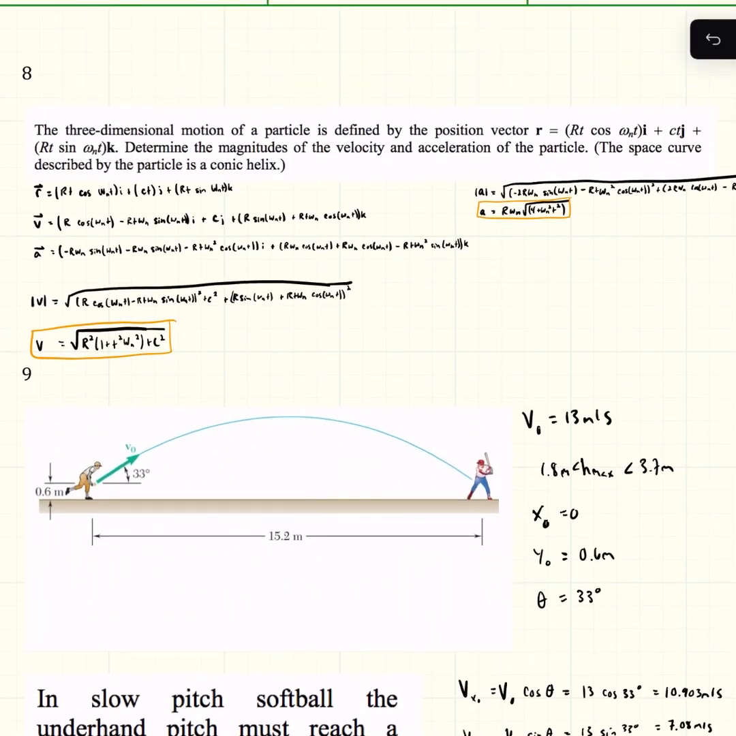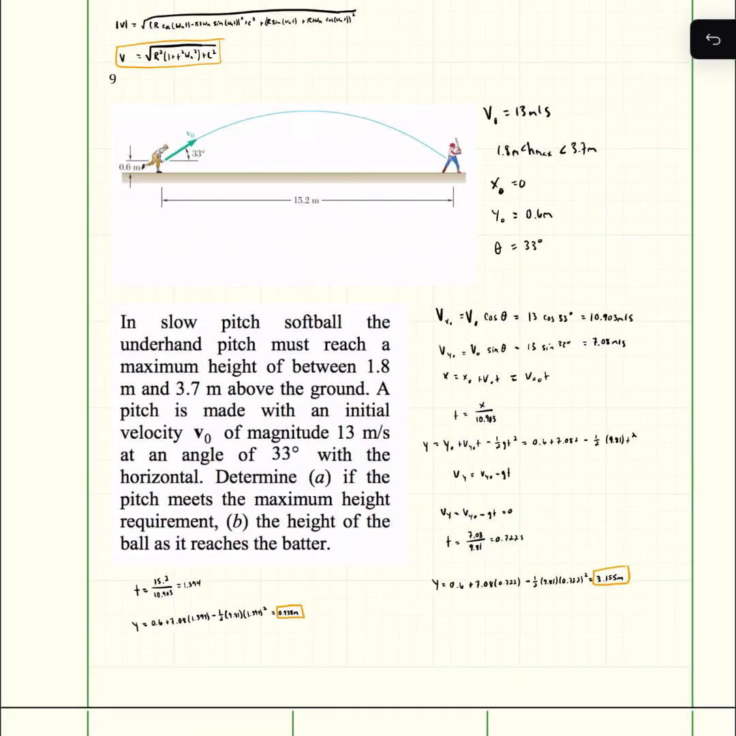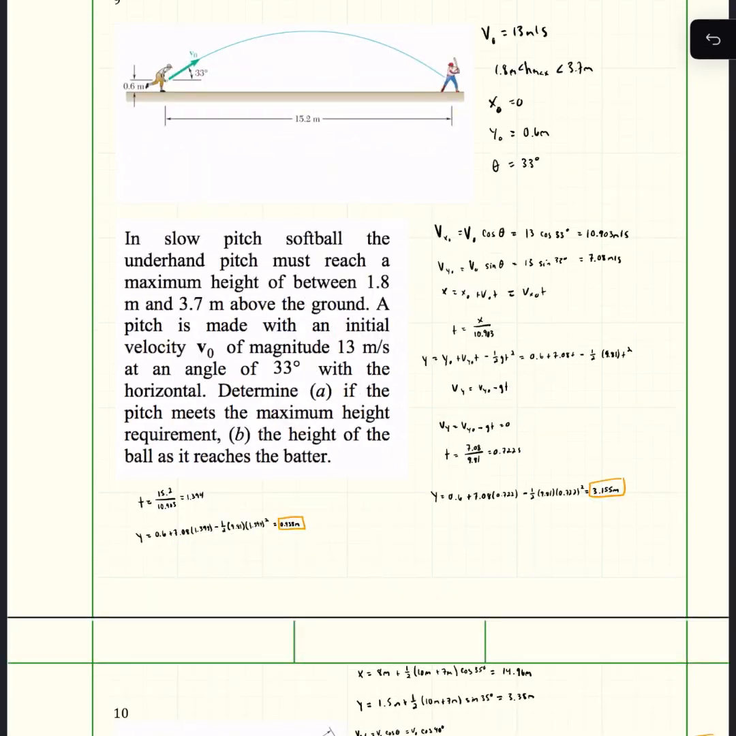For this next one, you use r, what you're given, to get the velocity and the acceleration, and then you find the magnitude of the velocity and the acceleration. For this next one, you have to use the velocity components to find the position, to find the time for both x and y.